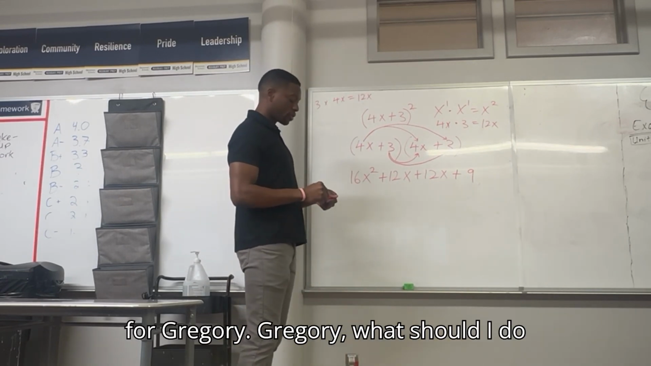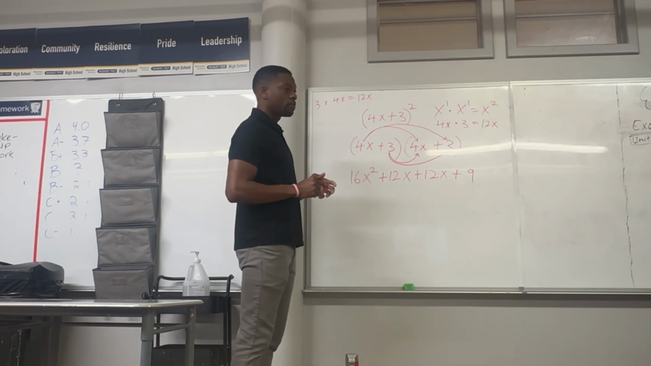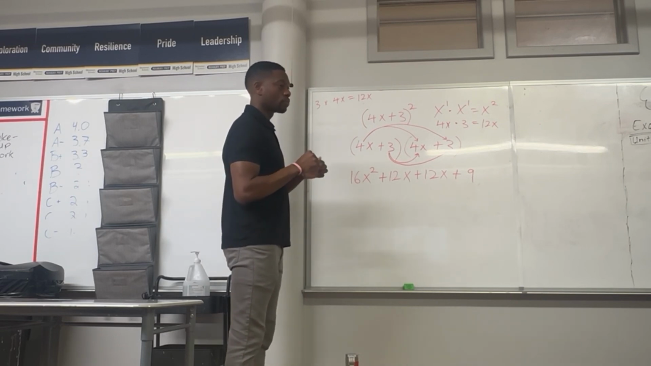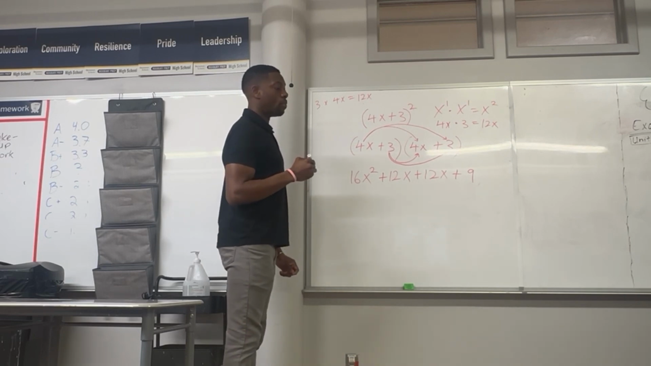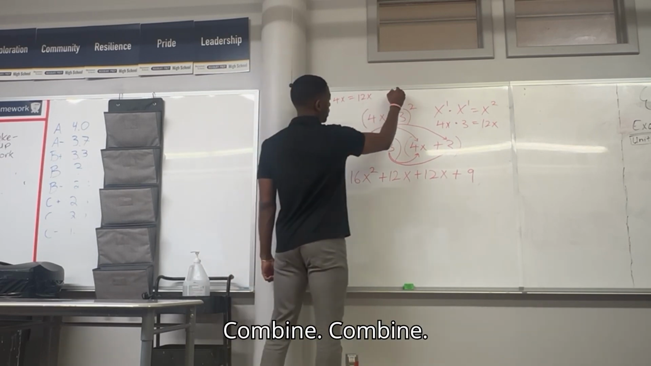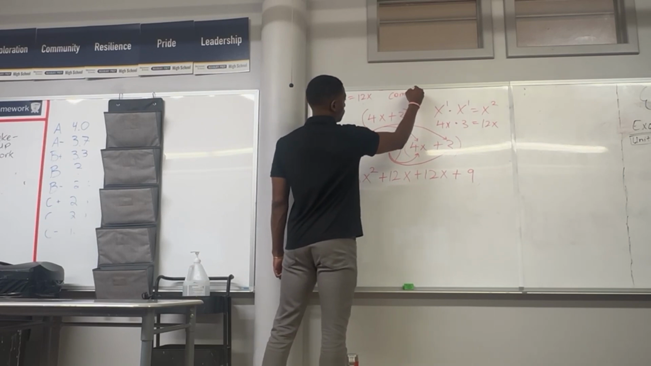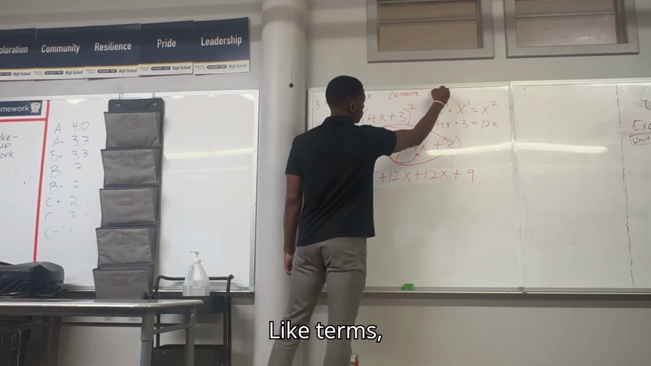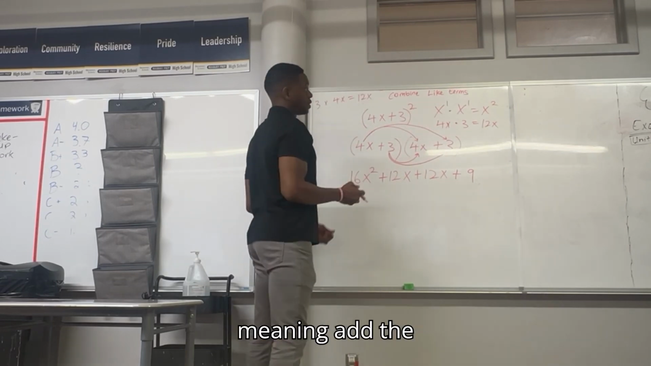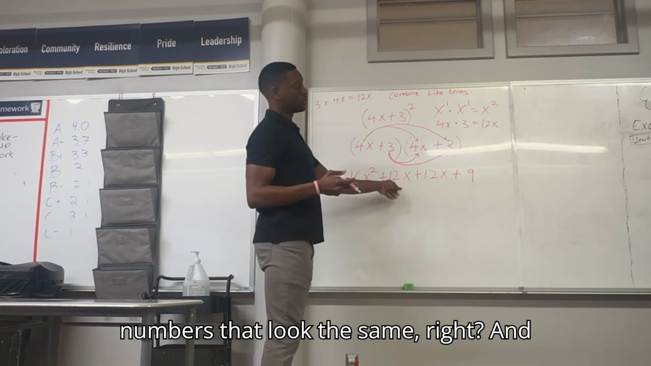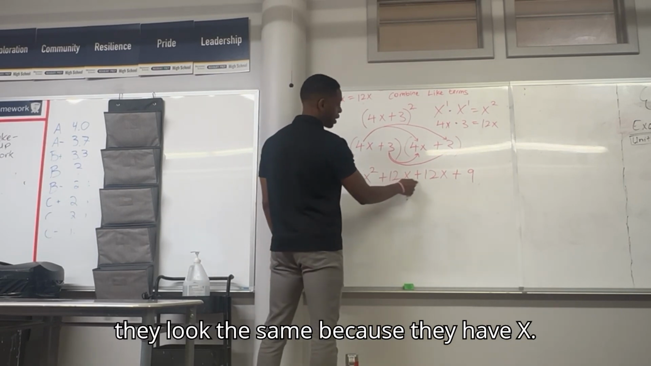This is a question for Gregory. Gregory, what should I do next? Combine like terms. Meaning, add the numbers that look the same, right? And they look the same because they have x.